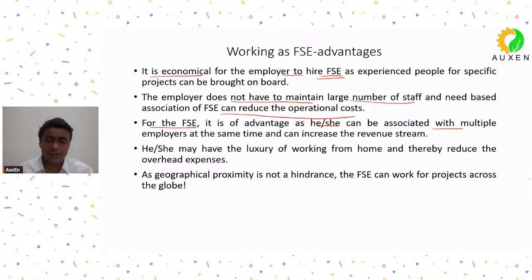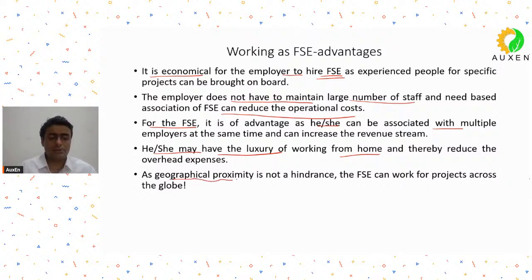And as we discussed, it's quite okay these days to work from home, even for structural engineers. So a freelance engineer may get the luxury of working from home, and thereby the overhead expenses reduce. Let's say you have to move to a different city to join a job. You have to move there, rent some space, live there. So of course you are spending more money. If you get the luxury of working from home, or not going to the office physically, of course it will reduce your expenses.